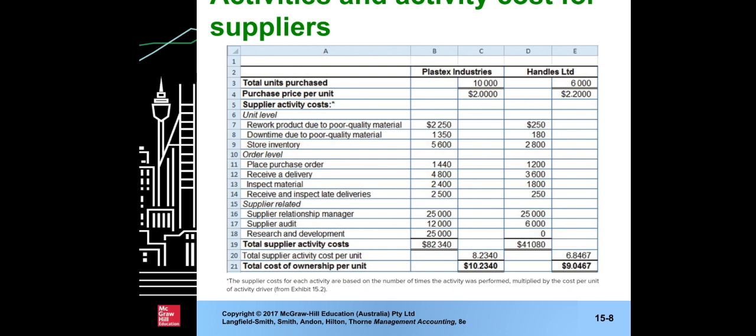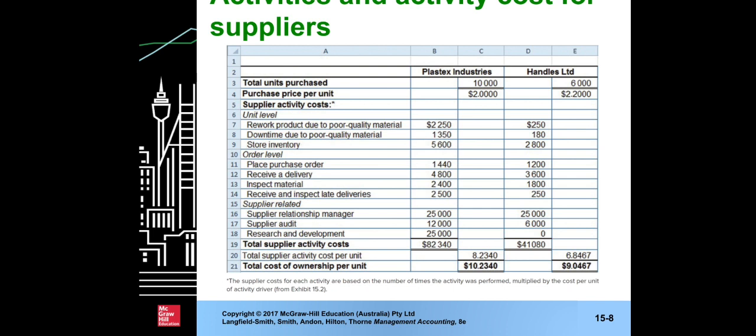Supplier relationship manager. And then second is supplier audit, research and development. I think that, see here, supplier relationship manager, the cost is 25,000 for both suppliers. The costs are the same, because whether you choose Plastic Industries or Handles Limited, the salary of the manager is the same. And then supplier audit. You can see that for Plastic Industries the cost is 12,000. Handles Limited, the cost is 6,000. Maybe the supplier audit is double when we compare Handles Limited to Plastic Industries, because the quantity is almost double, so the cost is double. So maybe it is related to the quantity.